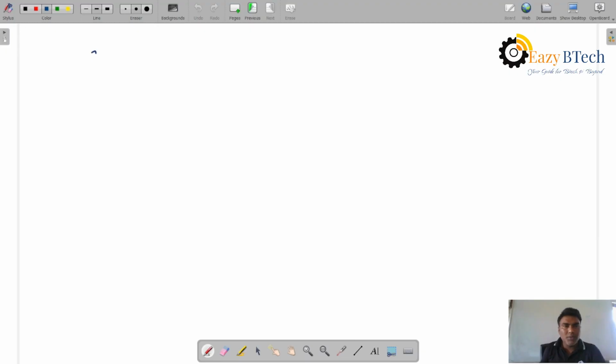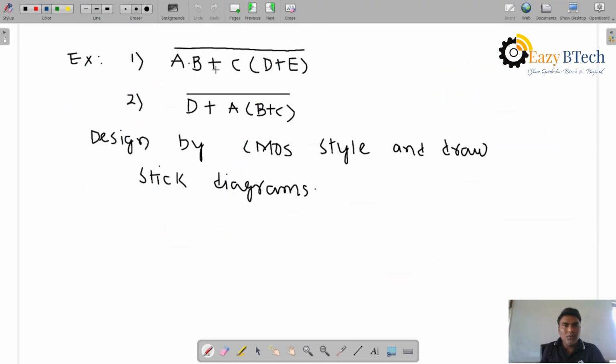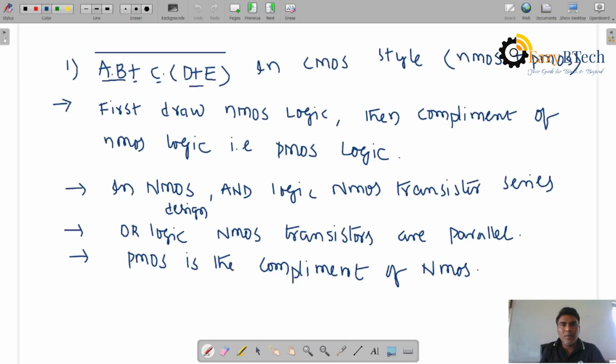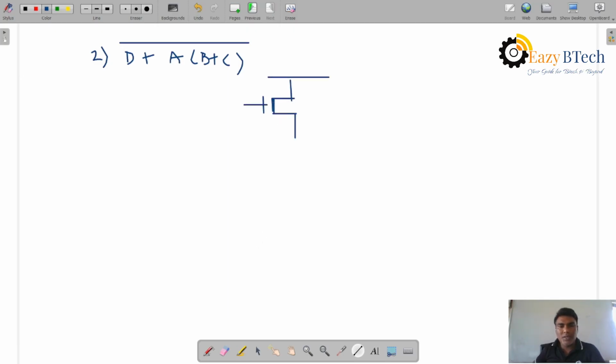Now let us see the second example, given previously: D plus A into B plus C. Similarly, we can draw the same thing. D is parallel with the A, B, C part. Let me draw this NMOS first, then we go for the CMOS design. This is a depletion mode transistor, the pull up transistor. It will have no change.